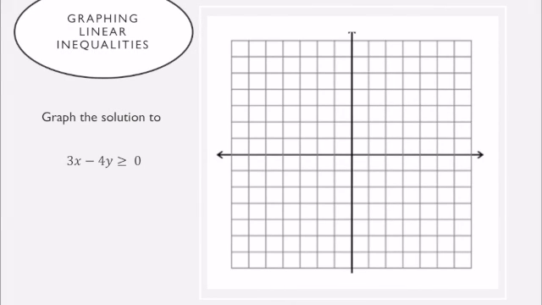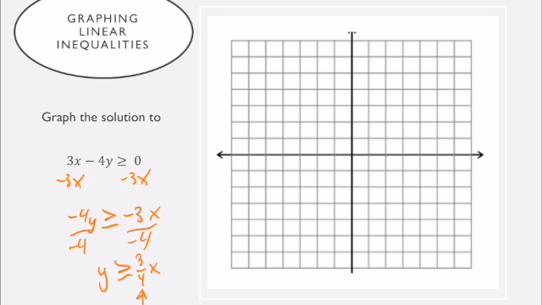All right, so let's graph the solution to 3x minus 4y is greater than or equal to 0. So the first thing I need to do is isolate my y. So I have negative 4y is greater than or equal to negative 3x. I'm going to take both sides and divide by negative 4. Again, I'm getting my y by itself. So I have y is greater than 3/4 x.